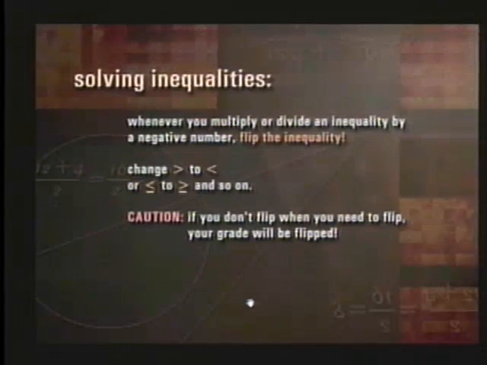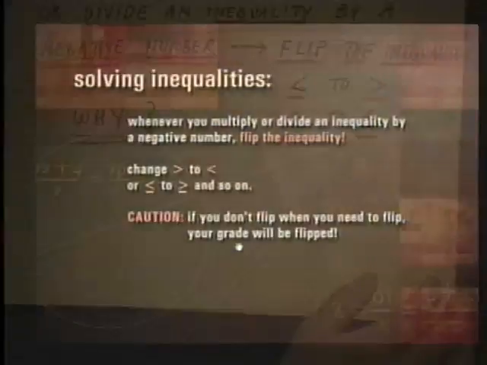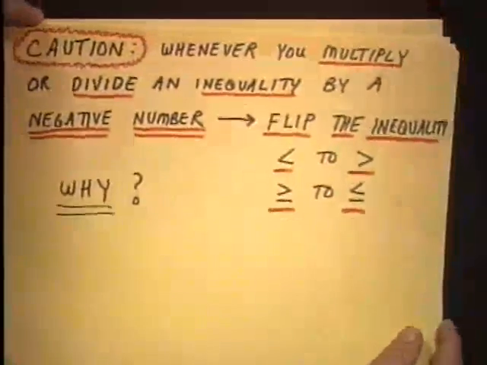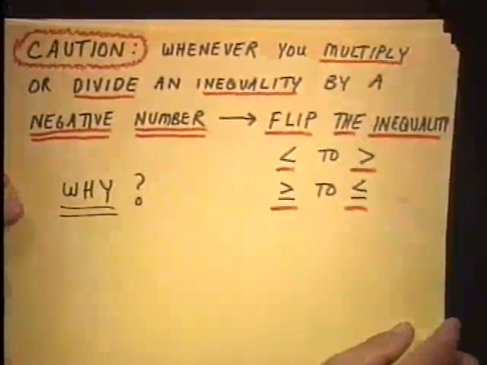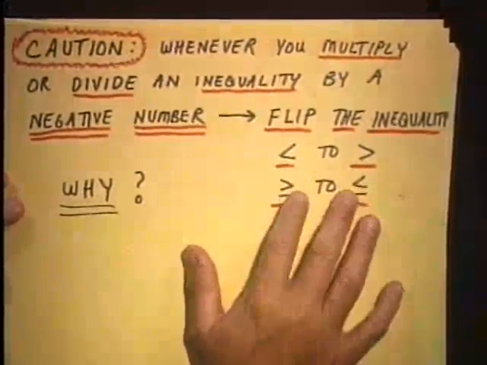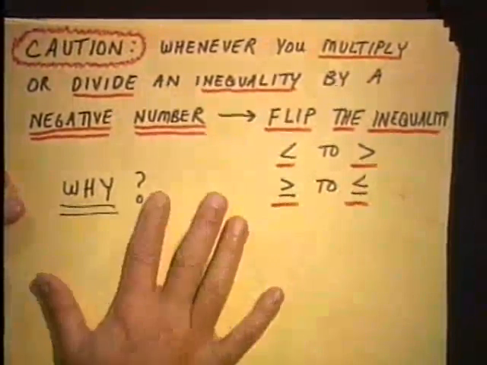And notice the caution I have down here, and this is a big caution. If you don't flip when you need to flip, your grade will be flipped. And that could be from A to F. So be very careful on this point here. All right, now let's look at this and we'll see why. Let's go back to some examples here. So notice I've got the huge red caution flag out. Whenever you multiply or divide an inequality by a negative number, flip.